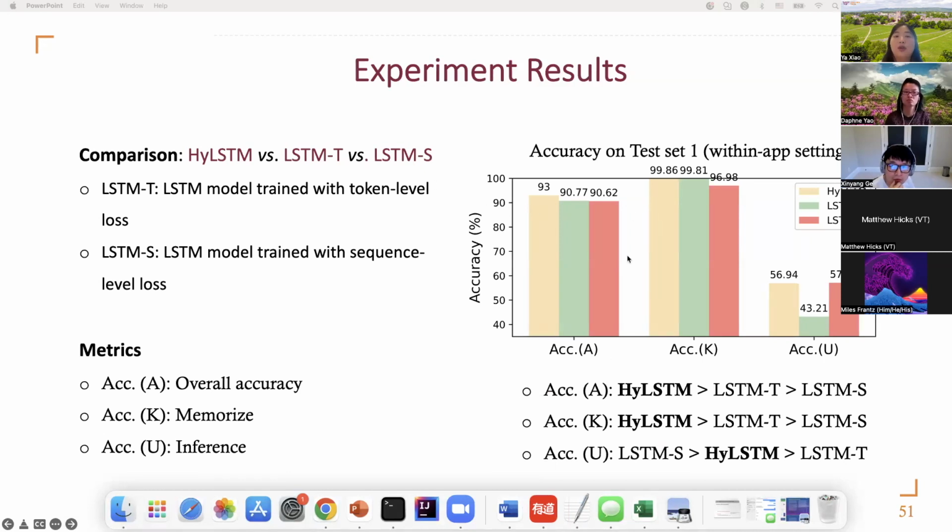These are the results of the 3 models. We found that for both the accuracy on all cases and the accuracy on known cases, our HealthTM outperforms the other LSTM models. However, on the accuracy of unknown cases, our HealthTM is a little lower than the LSTM with sequence level loss. However, the difference is very slight if we check the 2 numbers.